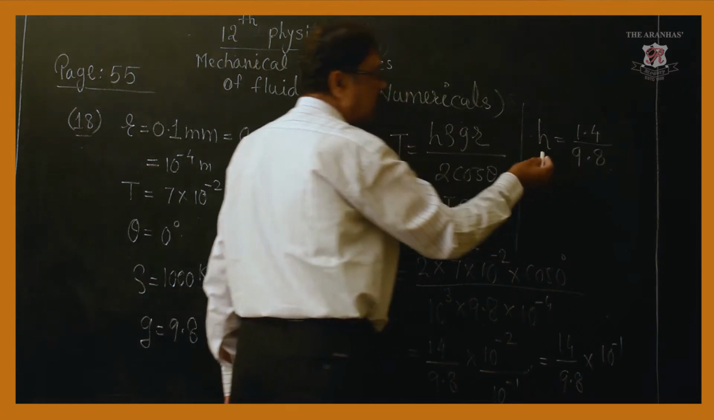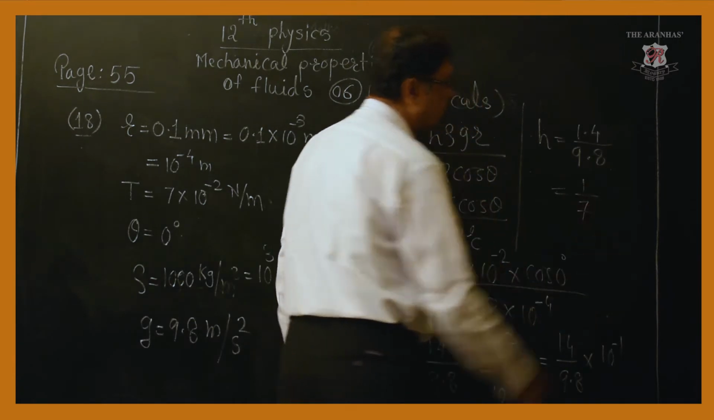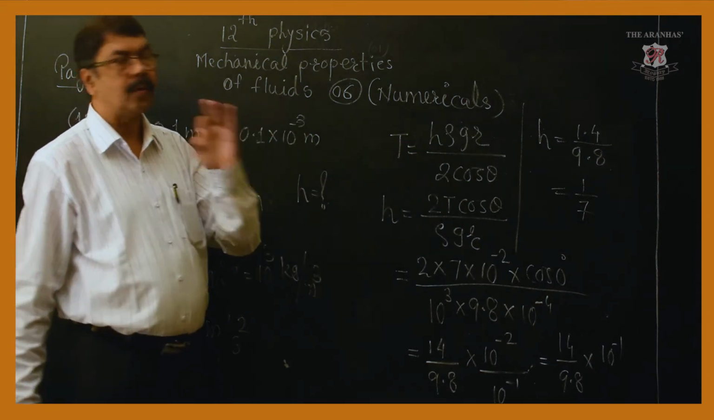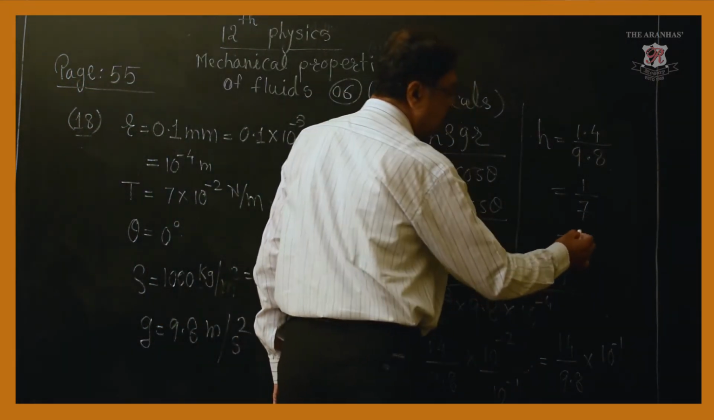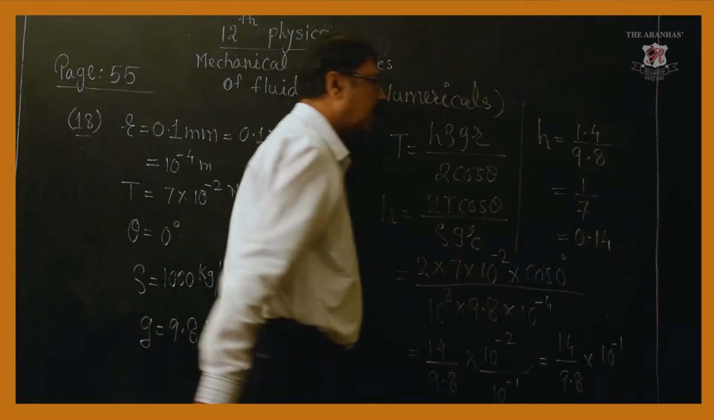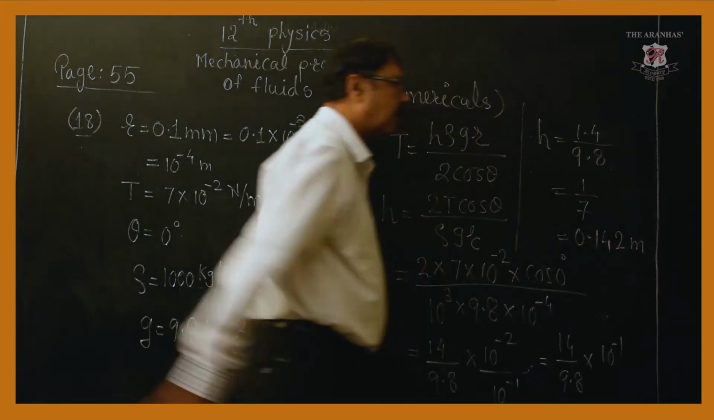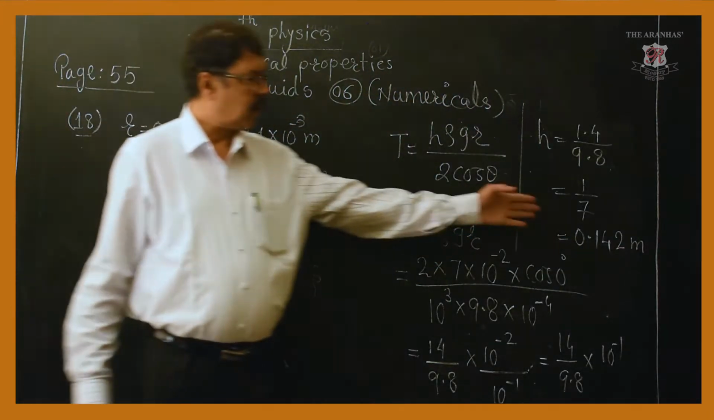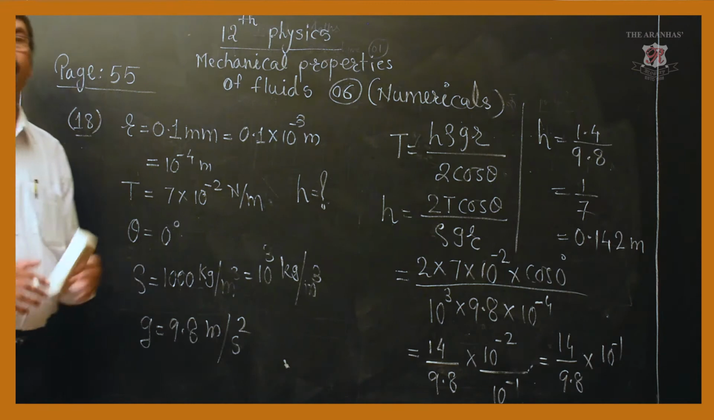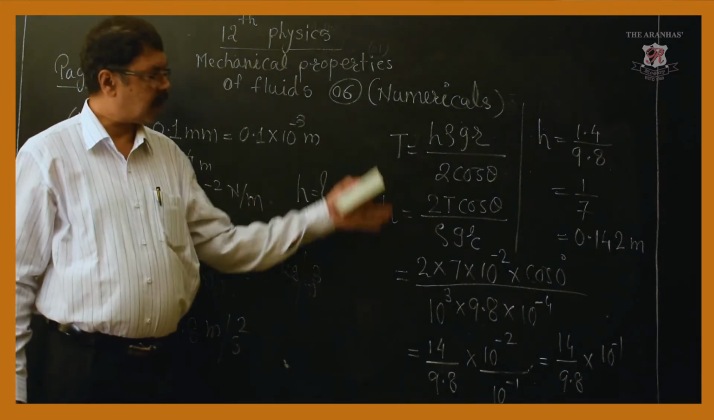If you know tables, this is going to come out as 1 upon 7. 14 sevens are 98. So 1 by 7 you can easily calculate without using log table or calculator. This will be 0.14 into 2, so 2 meter. You have to write the unit also. Easy calculations. Take precautions that you are separating numbers, that is the magnitude, and the powers of 10. Calculations are really easy.